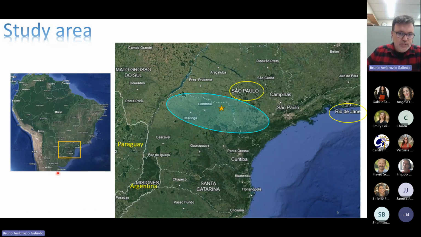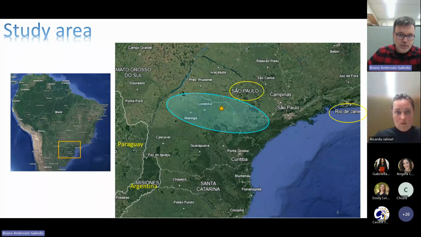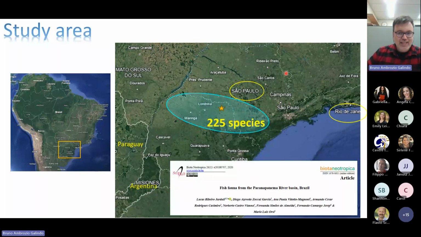So this is our study area. Again, Brazil. I have this yellow rectangle here, and here I have the Paraná state. Just to give you a sense of location, here I have the São Paulo state, Rio de Janeiro state, Paraguay, and Argentina. We are going to focus on this blue ellipse, which is the Paranapanema watershed. This basin has recorded so far 225 species of fishes.